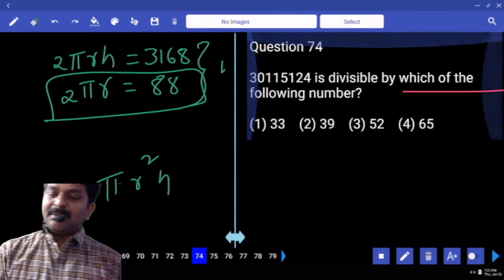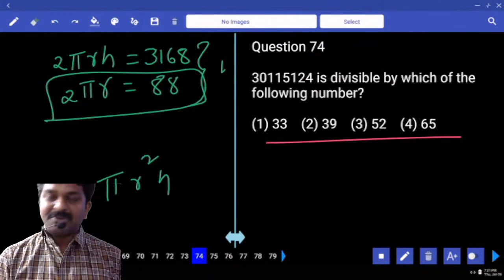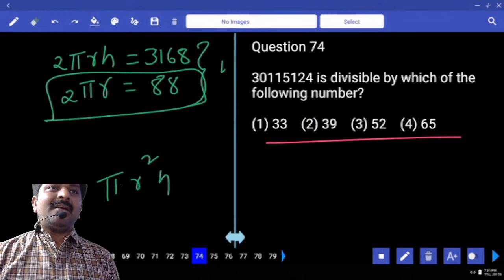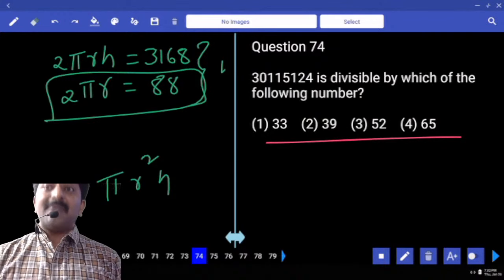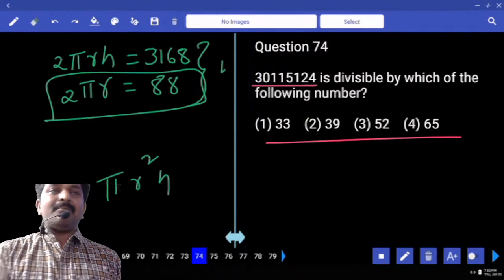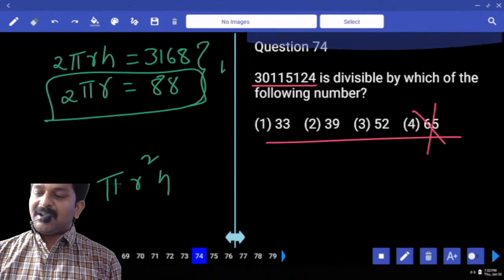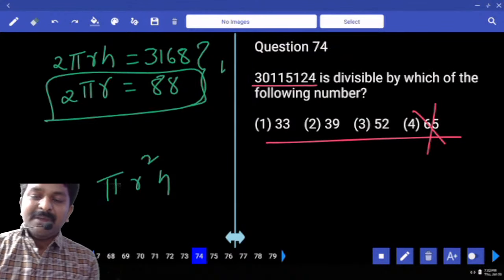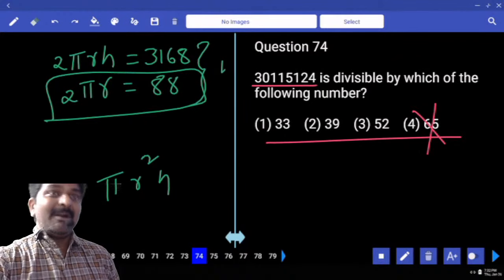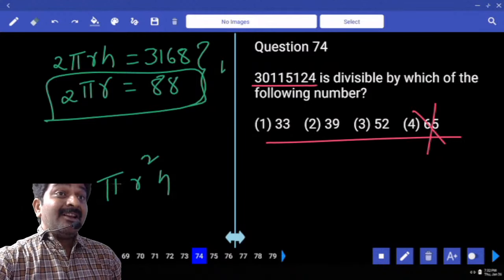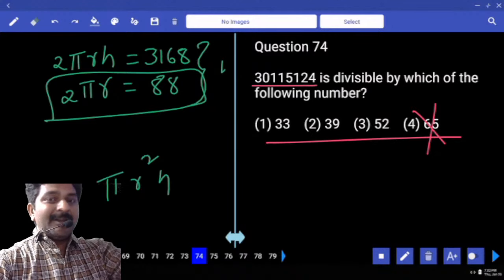This number is divisible by which of the following? So we need to observe options first. Look at options. Last number is quite interesting for me. Why? 5 multiple. In your original number, do you have 5 multiple? When you don't have 5 multiple, can this be your answer? No way. Now let me observe remaining options. First two options are 3 multiples, but third option is non-3 multiple. So let me verify whether our number is 3 multiple or not.